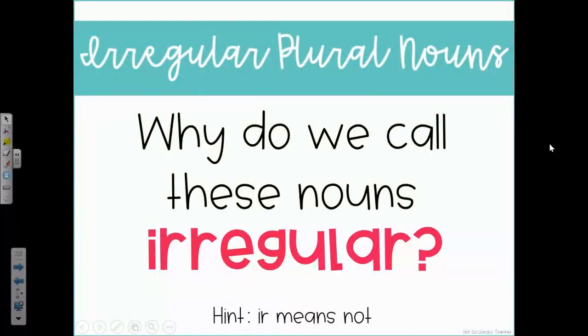To finish up, why do we call these nouns irregular? Look at the prefix there, IR. If a word begins with IR, that means not. So these are called irregular because they are not regular nouns.